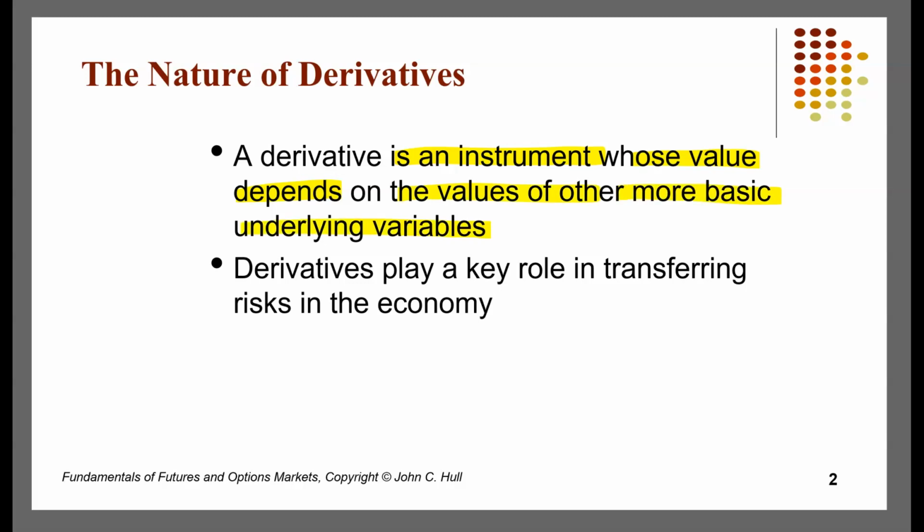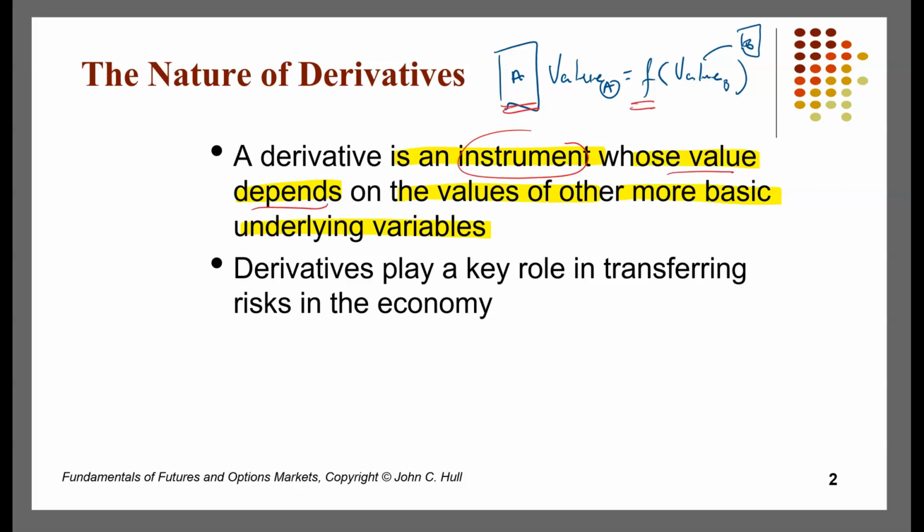And so what we are saying here is that a derivative, let's call that a financial instrument A, has a value. So the value of A is a function of the value of something else. Let's call that something else B. That something else is another asset, and that is B. So the derivative instrument is a financial instrument whose value is a function of the value of a more basic underlying asset. What could this underlying asset be?